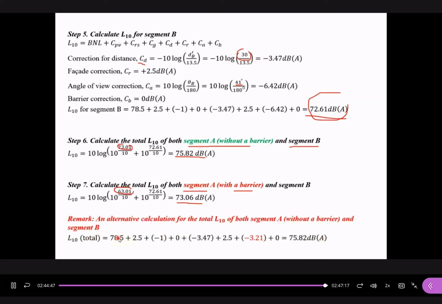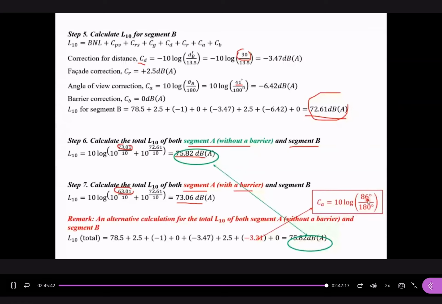We can directly make use of these equations to find out. The only difference is the angle of view. What is the angle of view for theta A and theta B, the total angle? 86 degrees. You can check it by yourself. If we substitute the total angle of 86 degrees, you can find the same result, 75.82 dBA. But please pay attention: if we want to build a barrier, you must derive two segments, otherwise you cannot get the result. For 7A without a barrier, you may consider this approach, or you can calculate directly from these equations. The only difference is that the total angle becomes 86 degrees.